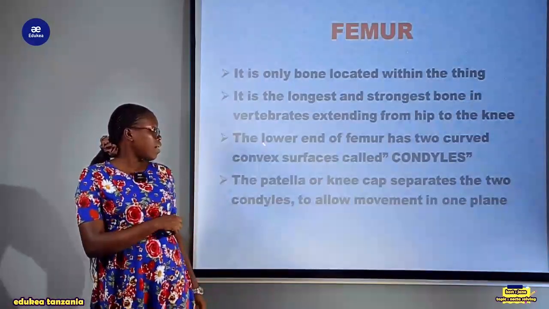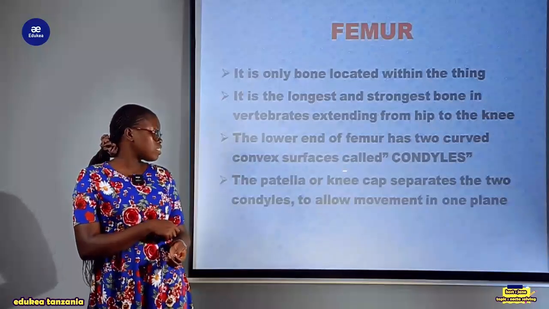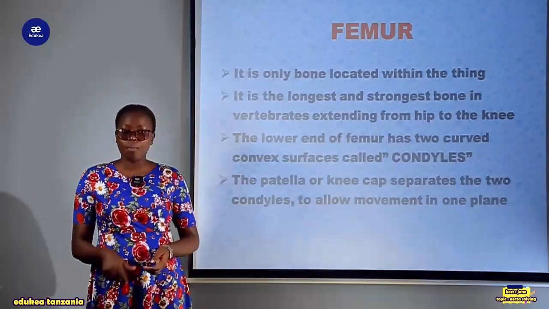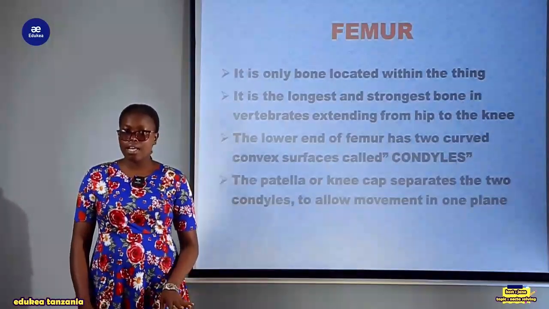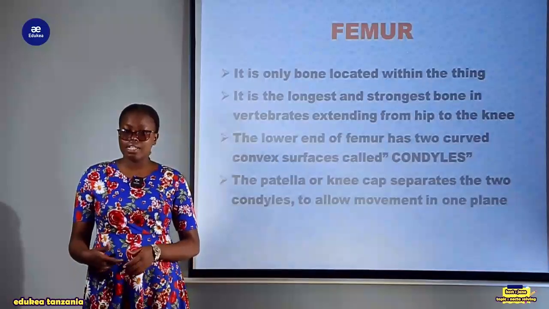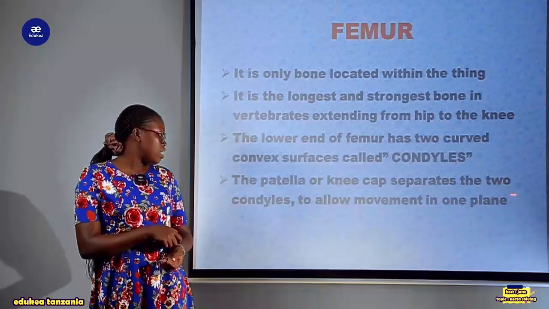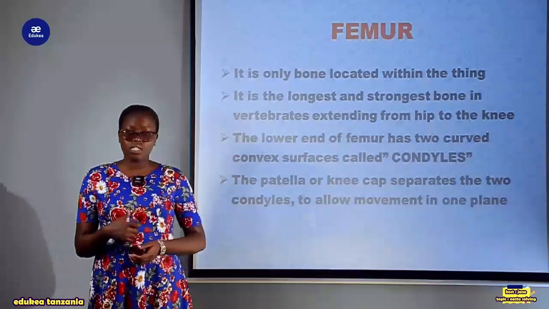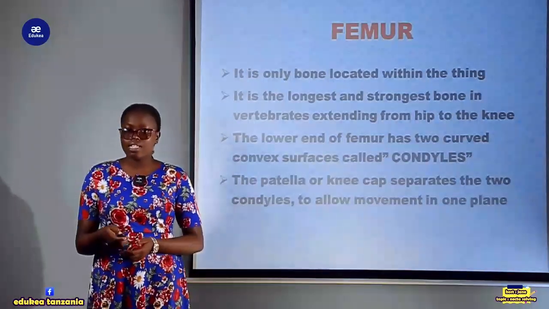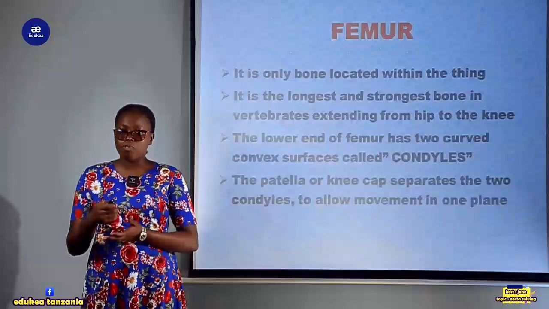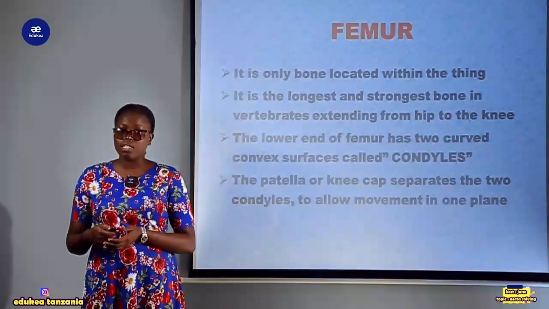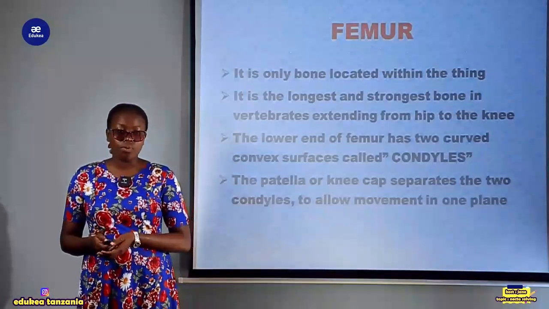So, the lower end of the femur has two curved convex surface ambayo tunaita condyle, ambapo condyle zipo hapa katika knees, zinasaidia katika orientation. So, the patella only cup separate the two condyle to allow the movement in one plane. Kwa hiyo the function ni katika movement in one plane, to provide the movement into the body of the human organism. Kwa inasaidia katika locomotion and movement.